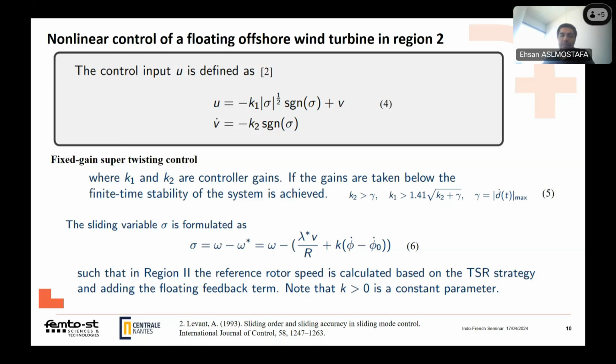And second, if we want to apply the super twisting controller to our wind turbine, we need to define the sliding variable according to equation 6. And the reference value, I mean the omega star, is calculated based on the TSR strategy and also adding the floating term. This is the TSR strategy, lambda star V divided by R. And the second part is the floating. Both of them make the omega star, our reference value.